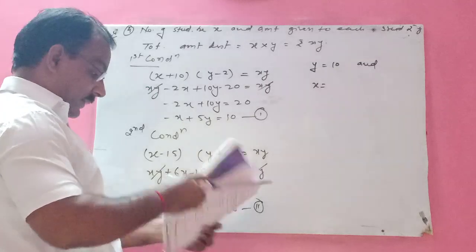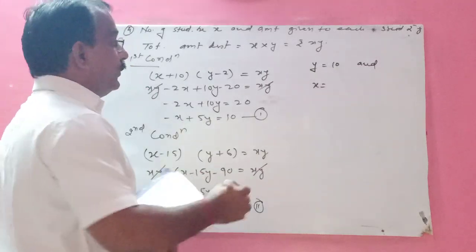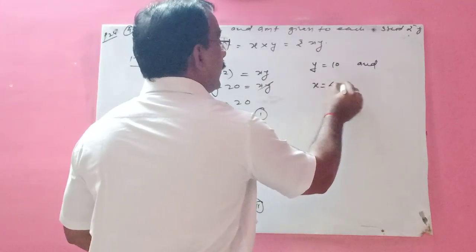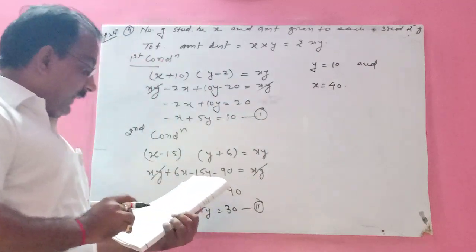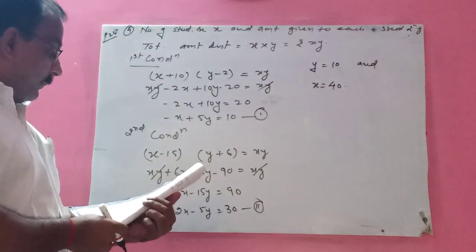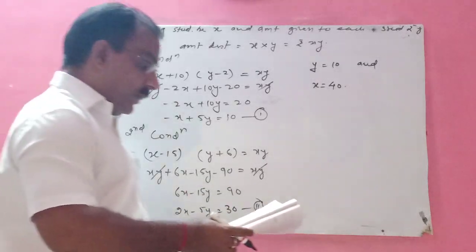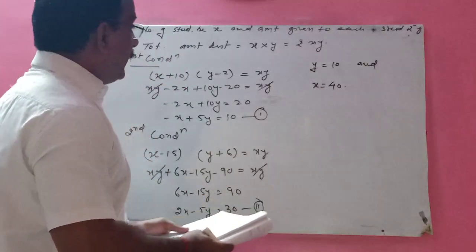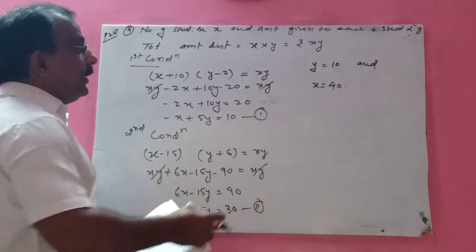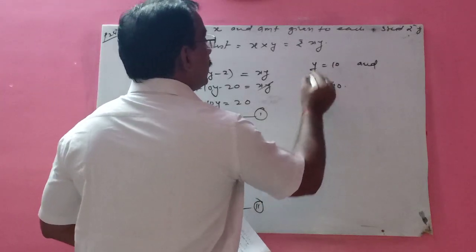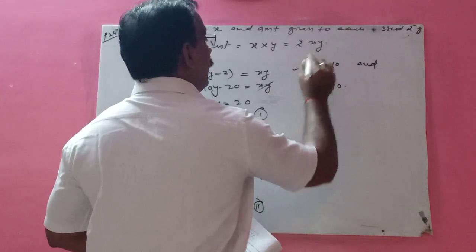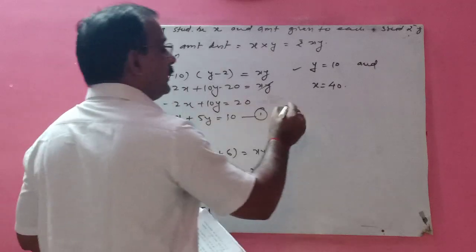Y you will get 10 and x you will get 40. But what we have to calculate here: let the number of students be x and the amount given to each student be y. So how much amount is distributed? To find out, this is the amount each student got.